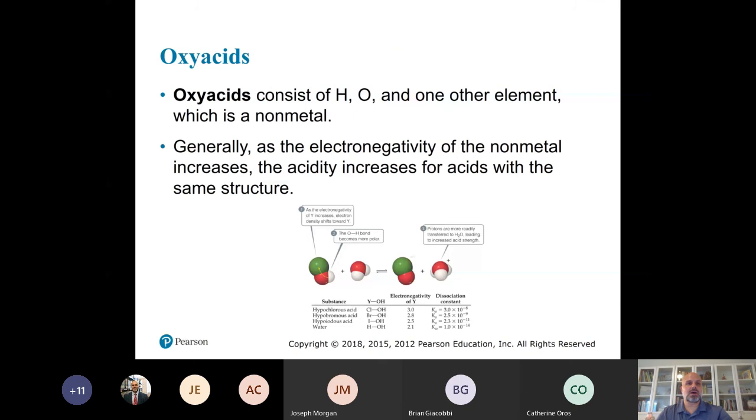So oxyacids. Oxyacids consist of hydrogen, oxygen, and one other element. And that element you need to recognize is going to be a nonmetal.